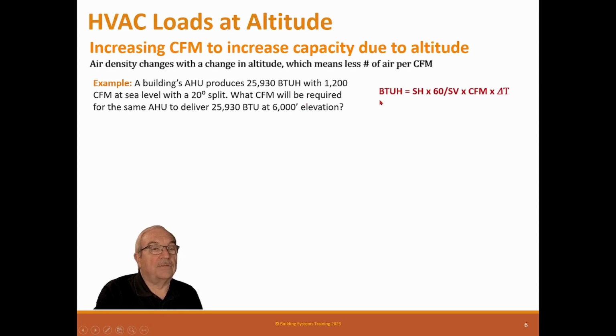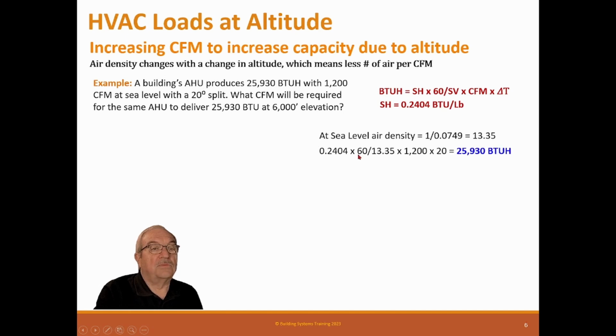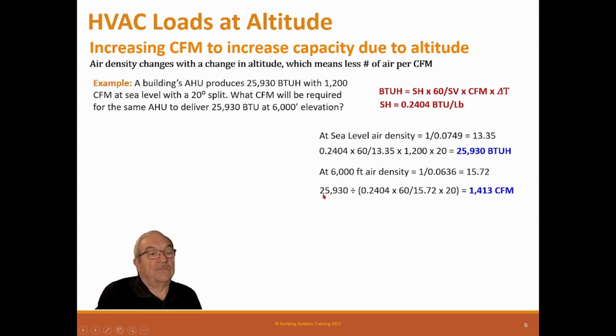Get my cursor in the right place here. So again, BTU equals specific heat times 60 over specific volume times CFM times delta T. Specific heat's that. Air at sea level has a specific volume of 13.35. We know that this system is going to do 25,930 at sea level. At 6,000 feet, the specific volume goes to 15.72. So we take the 25,930 at sea level, divided by 0.2404 times 60 divided by 15.72 times 20, which equals 1,413. So we got 1,413 CFM. If this was an air handler, we would have to increase the CFM to that level to be able to move the right amount of heat.